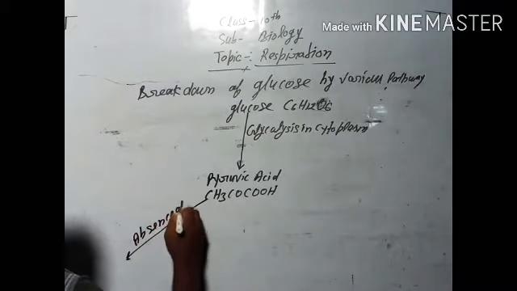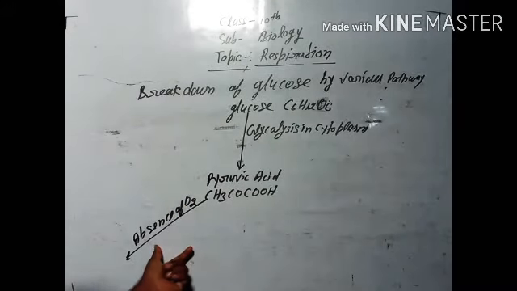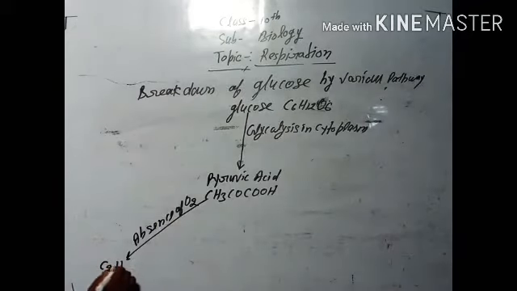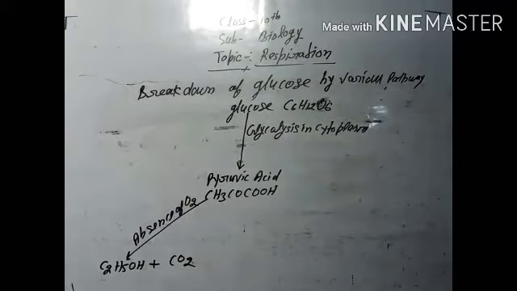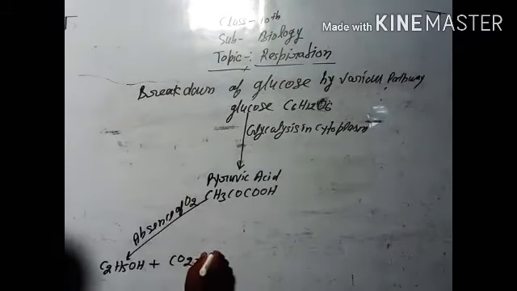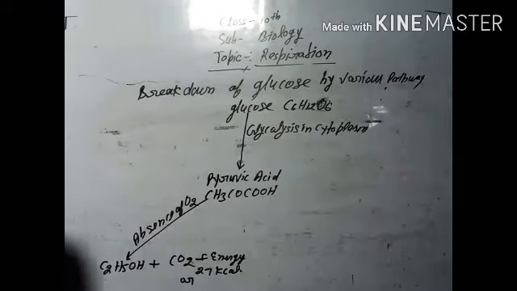Absence of O2. The main products are C2H5OH, ethyl alcohol, plus CO2 gas. Then energy, 27 kilocalorie, or 2 ATP.